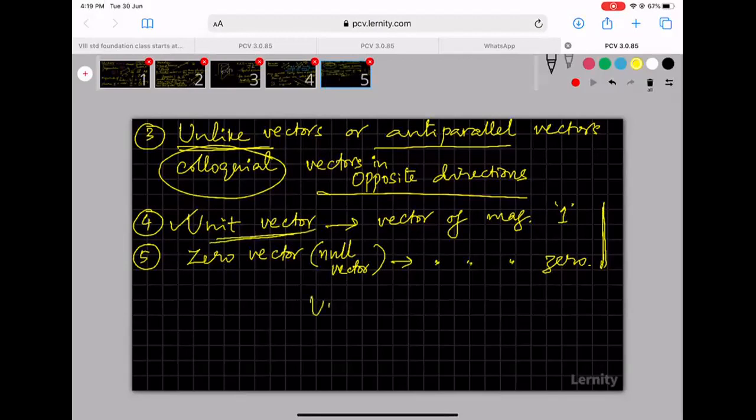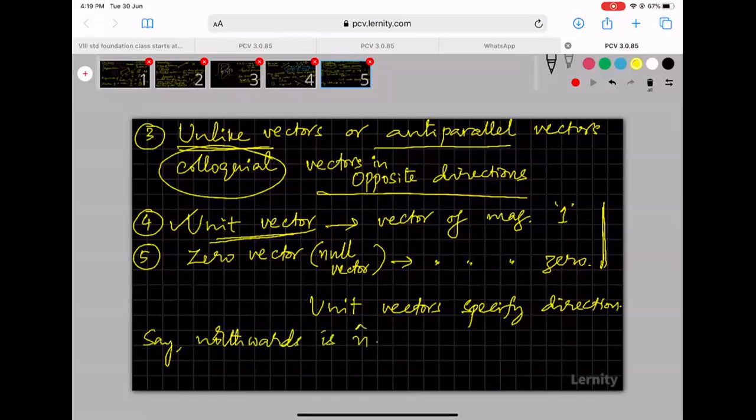Unit vectors specify directions. What name should I give to unit vectors? It's our wish only. We can give any name. Say, for example, northwards will now be called n cap. From now onwards, let us call northwards n cap. Then 10 newtons of force acting in the northern direction, 10 newtons of force northwards, can be written as 10 n cap.